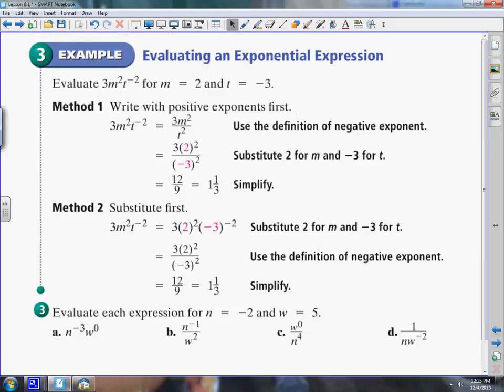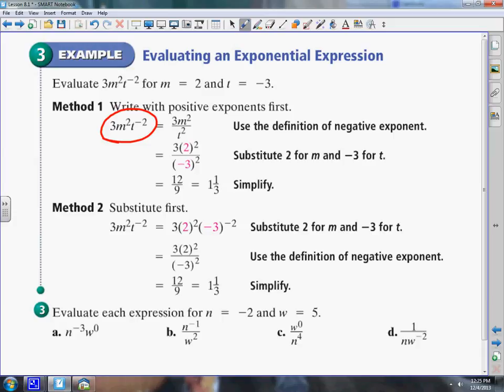So evaluating, now they're going to give you this crazy expression. Sorry, dropped my calculator. They're going to give you this crazy expression, and then they're going to ask you to evaluate it for numbers.